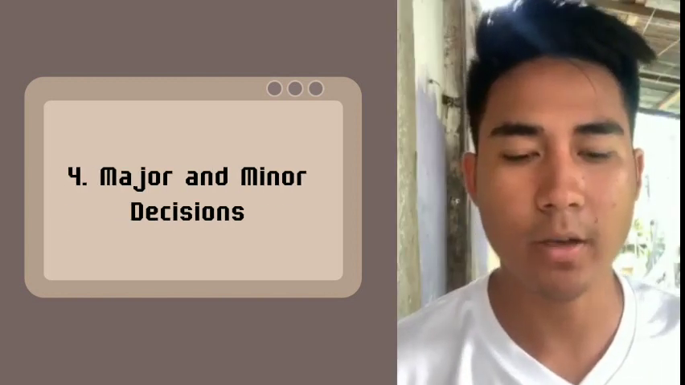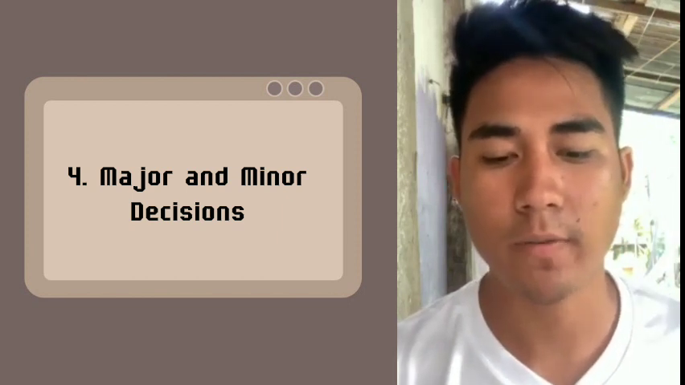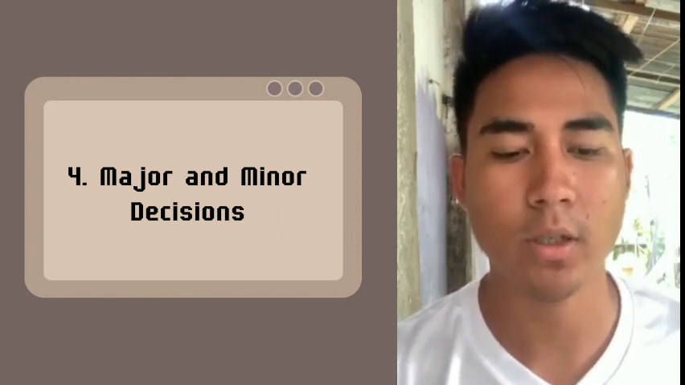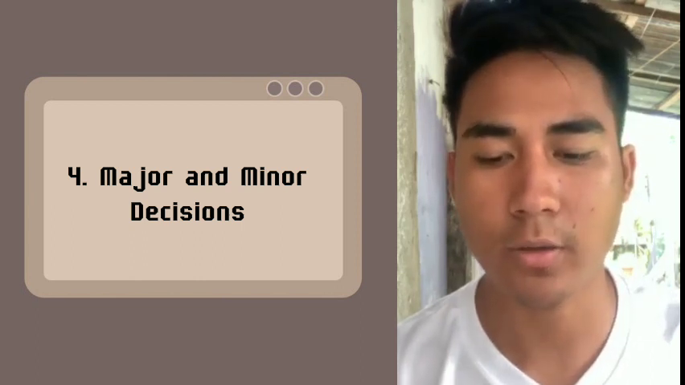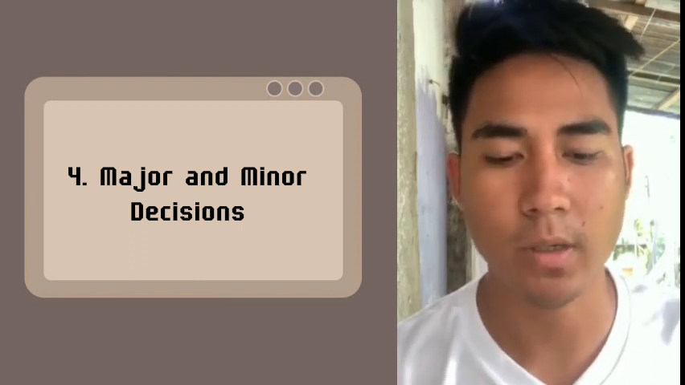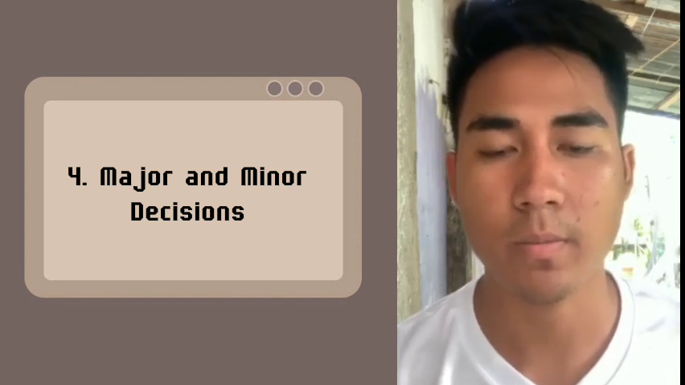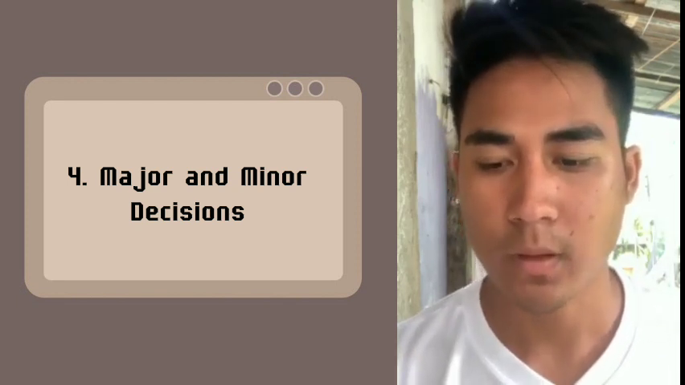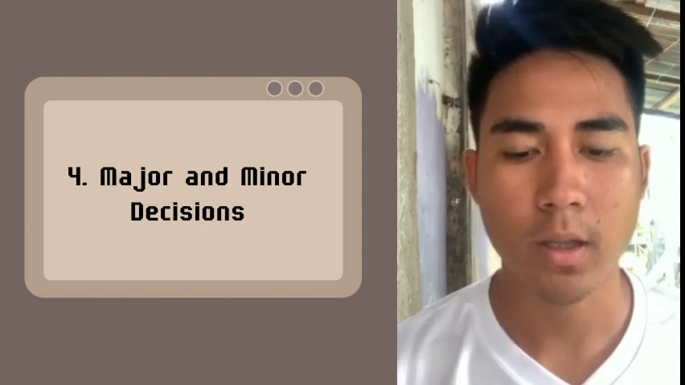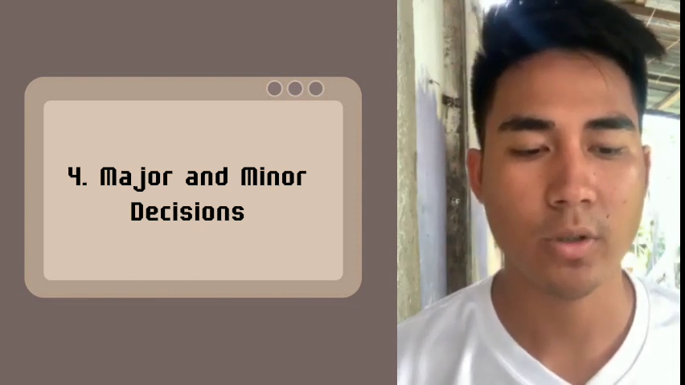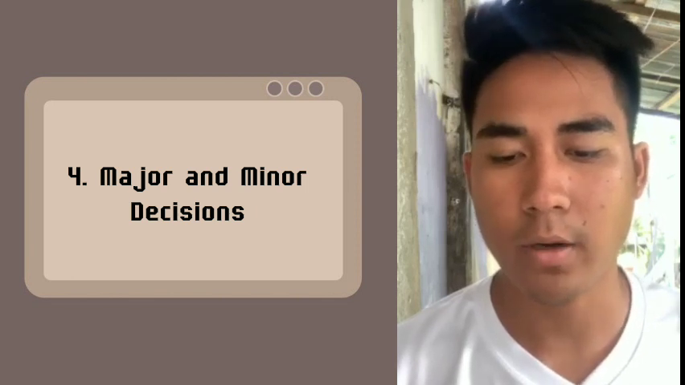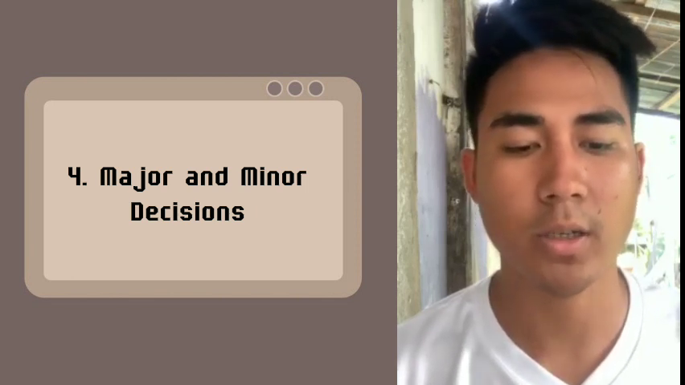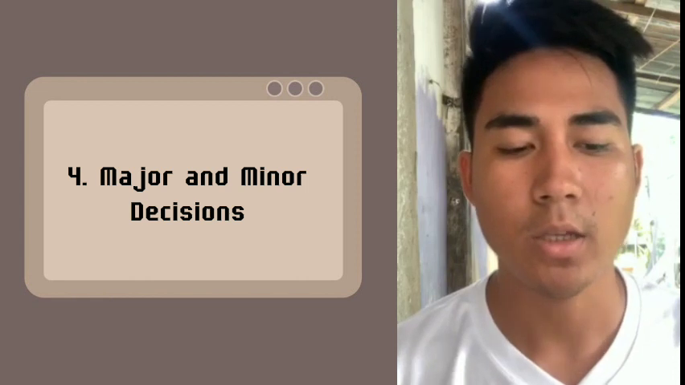Major and minor decisions. This is classified as a type of decision making in management where a decision related to the purchase of new premises is a major decision. This is taken by top management, whereas the purchase of stationery is a minor decision. Minor decisions can be taken by the superintendent.